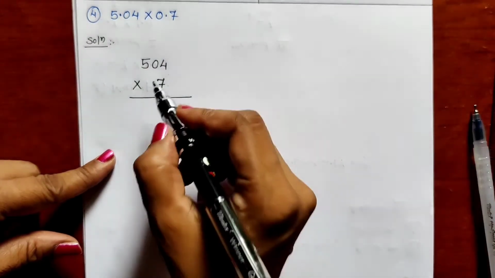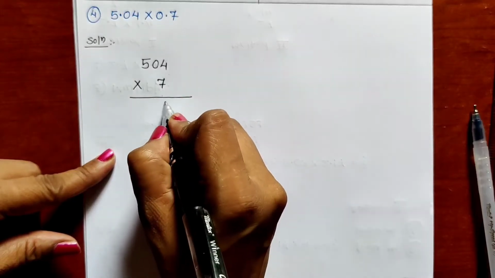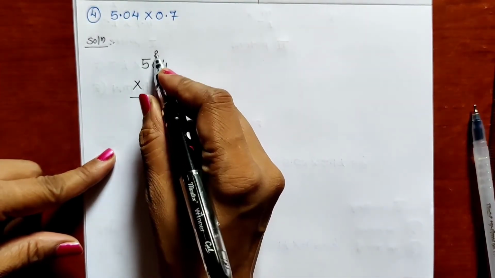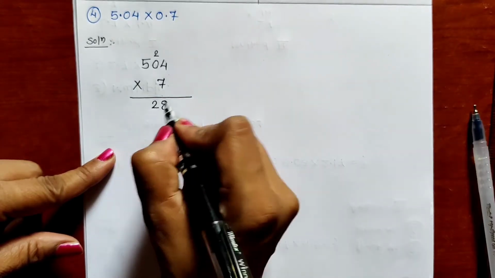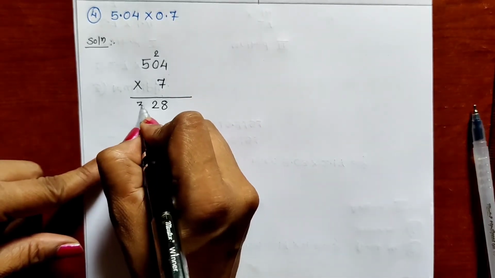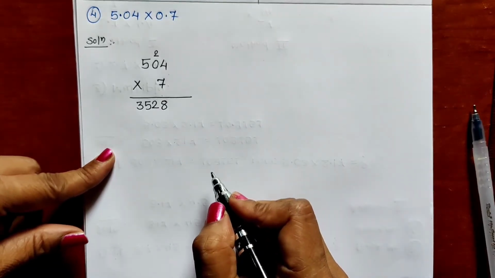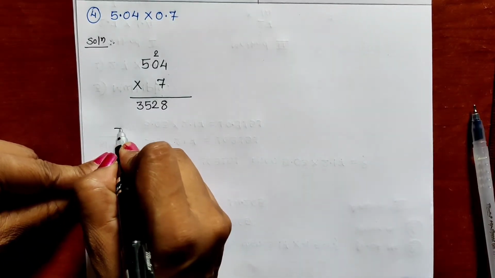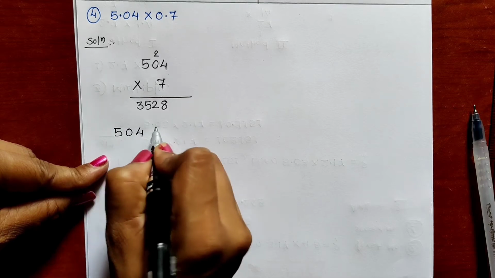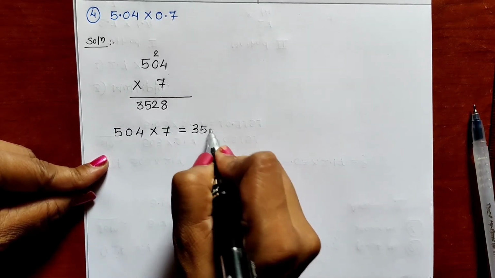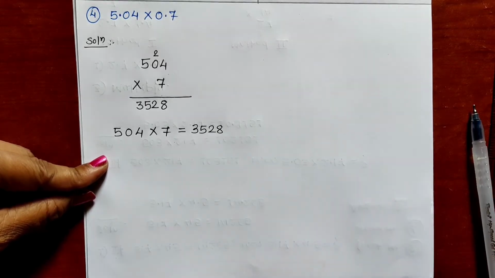Let us multiply. 7 4s are 28. 8 written, 2 carrying. 7 zeros are 0. 0 plus 2 is 2. 7 5s are 35. So 3528, 3528 is our answer. So let us write this. 504 multiplied by 7, the answer we are getting is 3528.